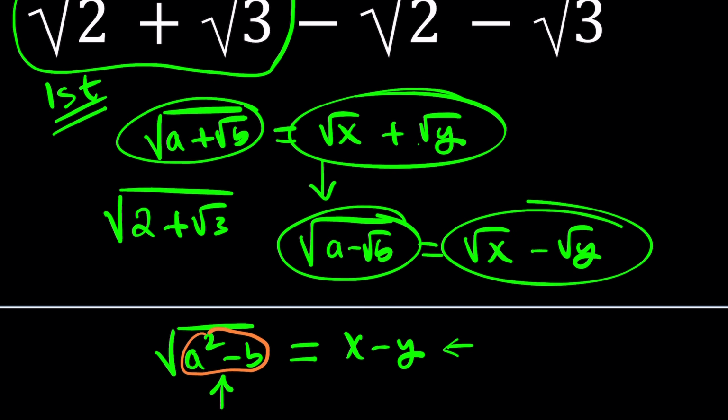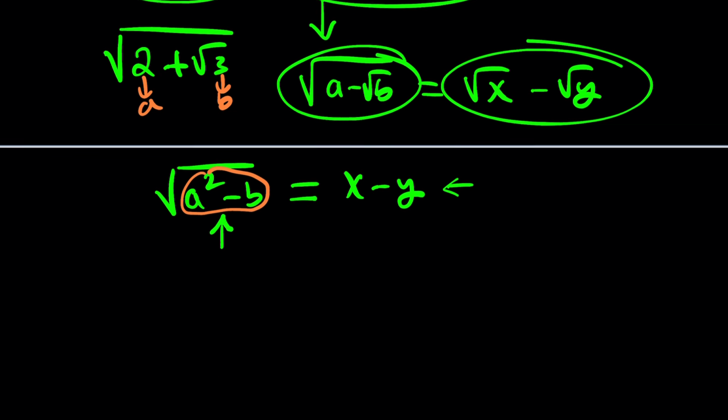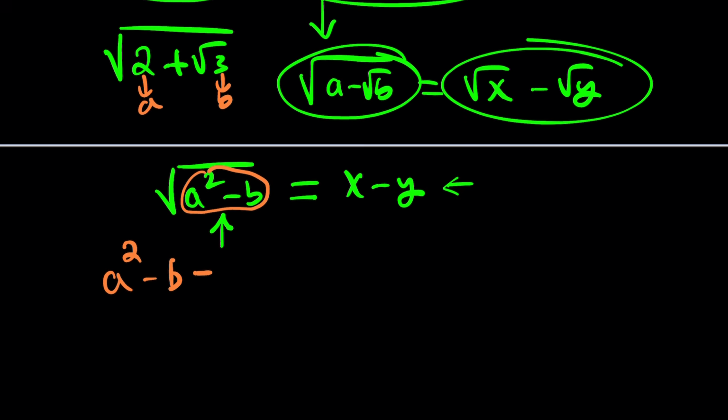Now, can we check that here? Absolutely. a is 2, b is 3. So a squared minus b, for our case, is going to be 2 squared minus 3, which is 4 minus 3, which is 1. And 1 is a perfect square, as you know. It's not the best one, but it's actually the best one, isn't it? So what does that mean?